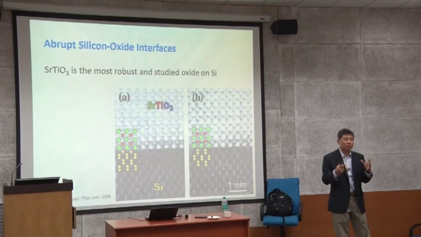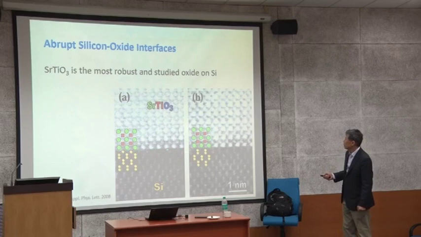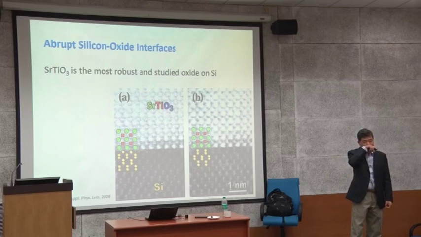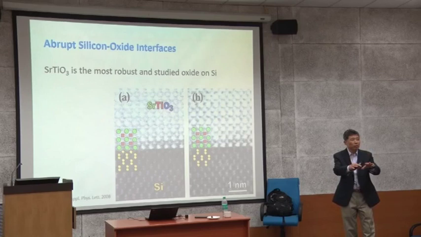So in order to overcome this problem, the way to do it is to put down strontium first, not titanium first. You put down strontium without titanium, and once you form the strontium layer, then later you put down titanium on it. If the sequence is changed, you cannot grow that way.